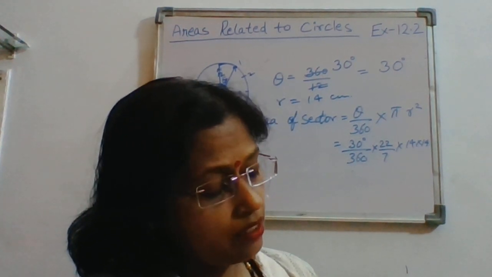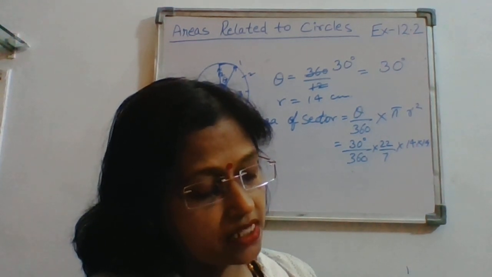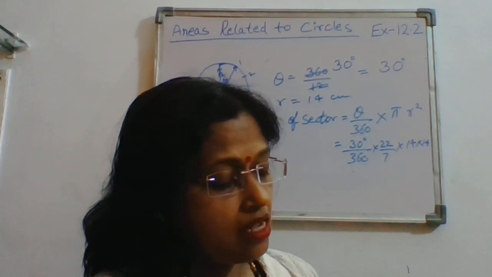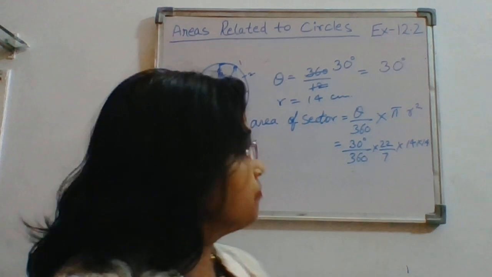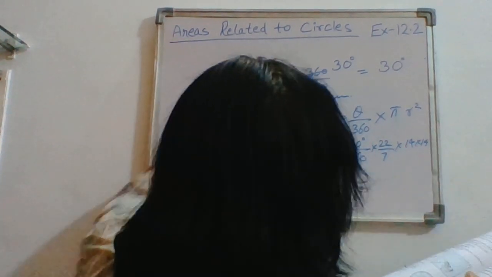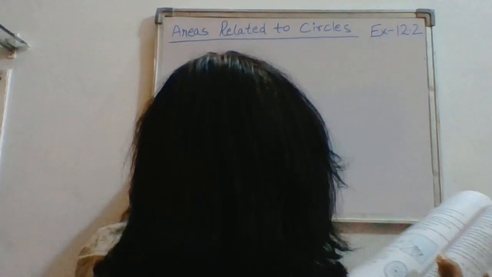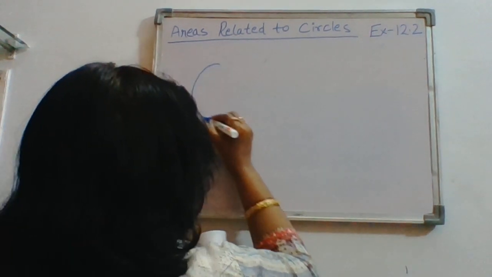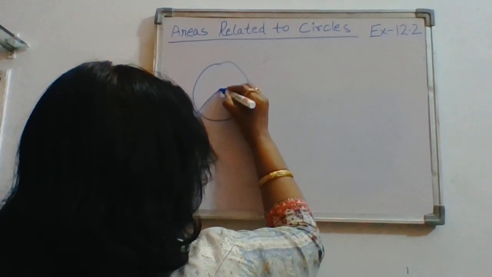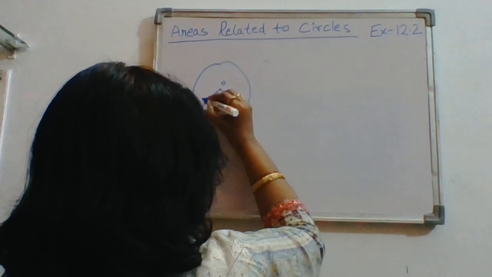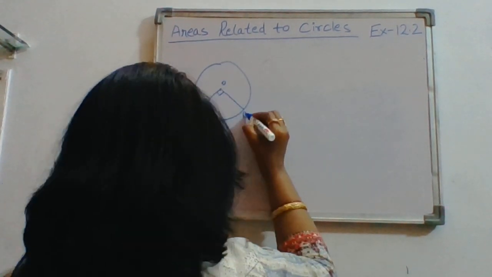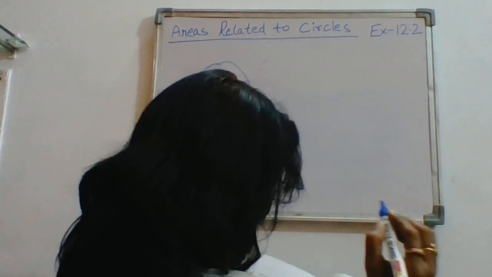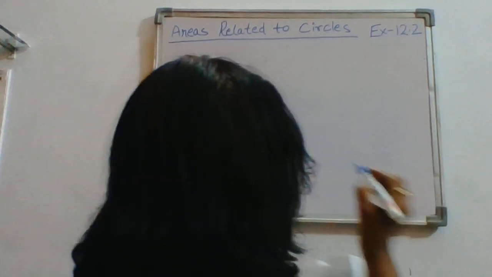Now see question number 4. A chord of a circle of radius 10 centimeters subtends a right angle at the center. Find the area of the corresponding minor segment, and the second part is the major sector. A chord of a circle of radius 10 centimeter and central angle is given as 90 degree. Okay, radius is 10 centimeter and we have to calculate the area of the minor segment.